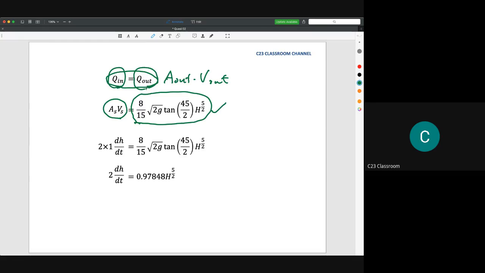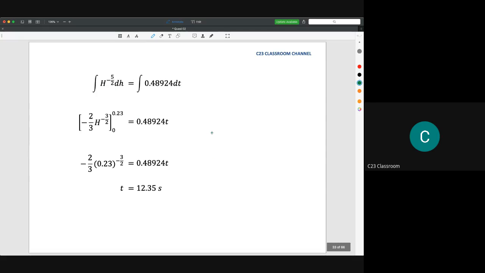So from the diagram, we know that the surface area, the area at the inlet, is equal to 2 times 1, and we substitute the velocity at the inlet as dh/dt, and this is the equation for the outlet. So you know what to do from here. We rearrange this equation, integrate both sides like this, and solve the integration. We put in the limits 0.23 and 0, and then you could get that the time here is actually 12.35 seconds.